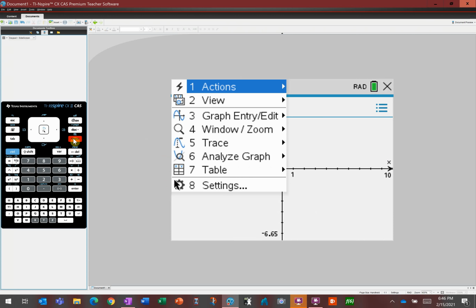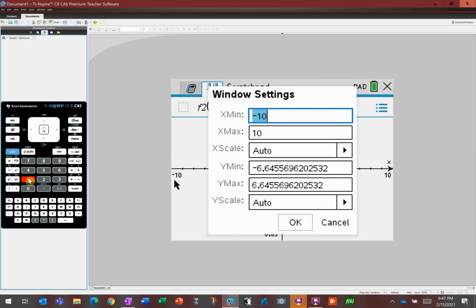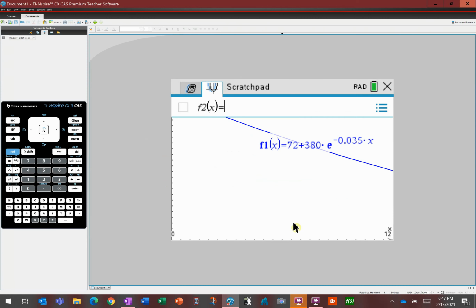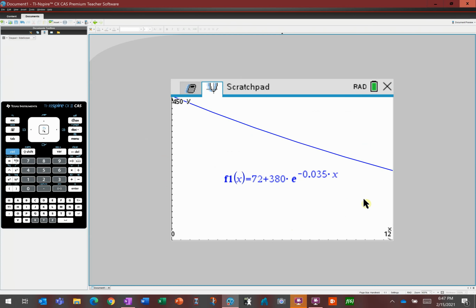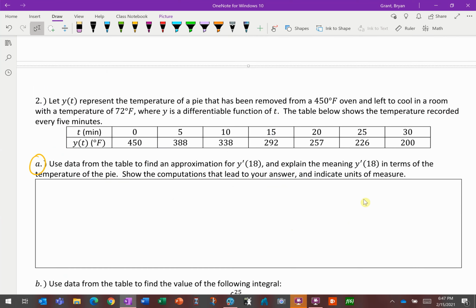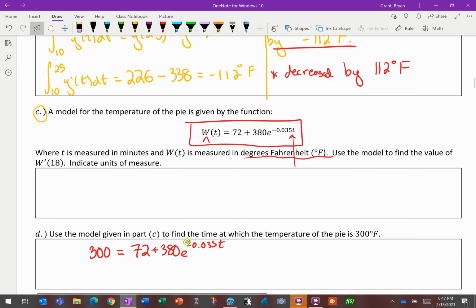So we're going to go to Menu, and then Window Zoom, Window Settings. We want to go from t equals 0 to t equals 12. And we said we're going to go from, don't go 450 to 200 because we have to put the smaller one first. We'll go 200 to 450 and hit enter. Look at that. There's my equation. How exciting.